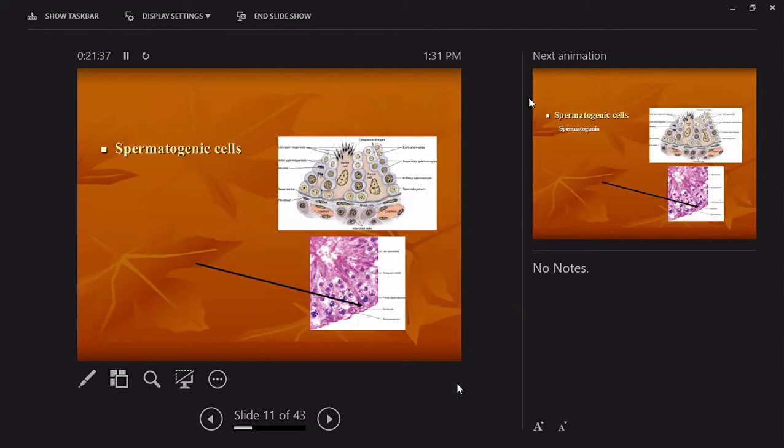Okay, another view. You have your Sertoli cells. You see the Sertoli cells there, class. Look carefully. I don't know what's wrong with my arrow. I cannot pinpoint.